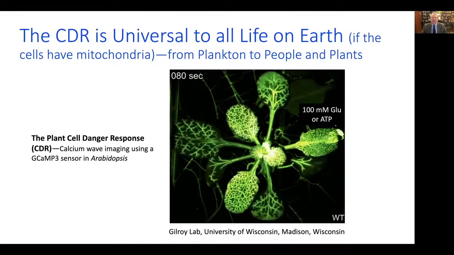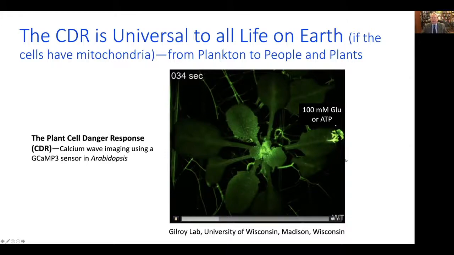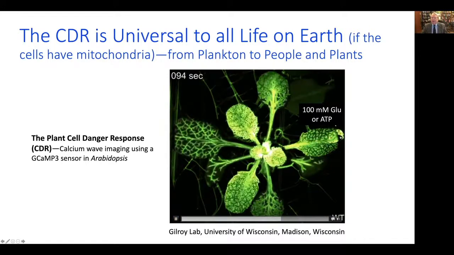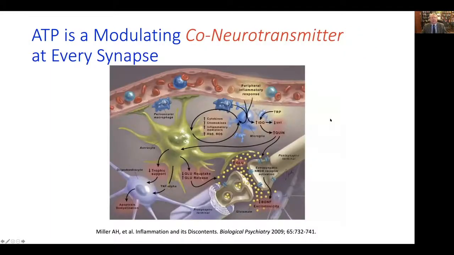The cell communicates that injury to the rest of the plant within a couple minutes. Okay, so it's a very rapid transfer. I'll let you see that one more time because it's an interesting response. But basically, injury gets signaled to all parts of the plant that are uninjured through this ancient signaling pathway involving ATP or glutamate. Okay, so ATP is found to be a modulating co-neurotransmitter at every different synapse.